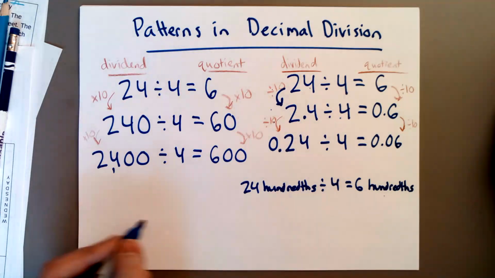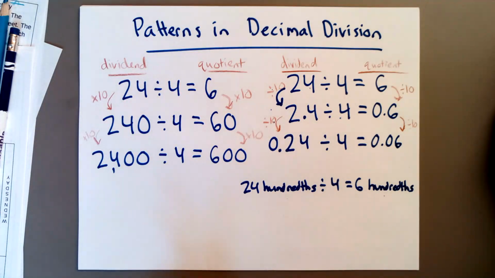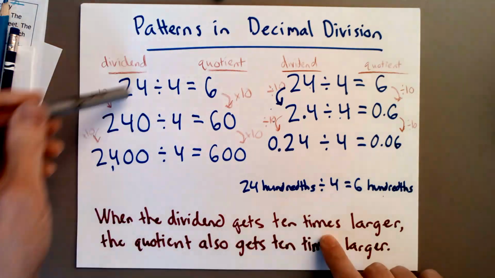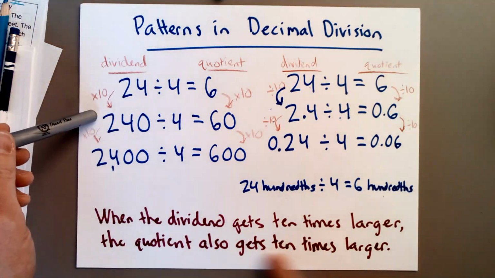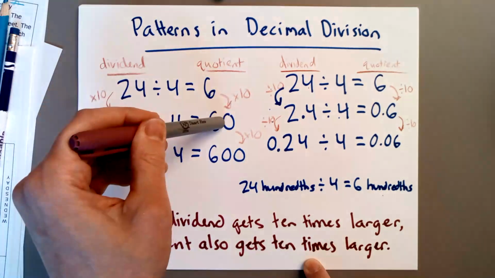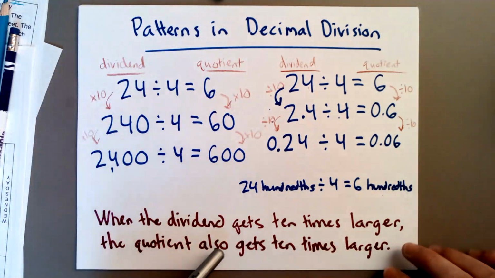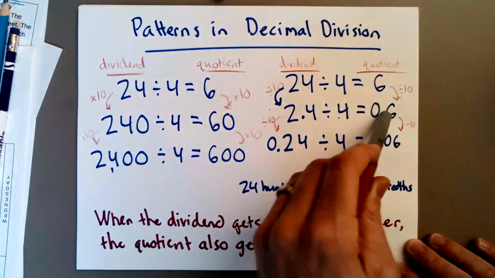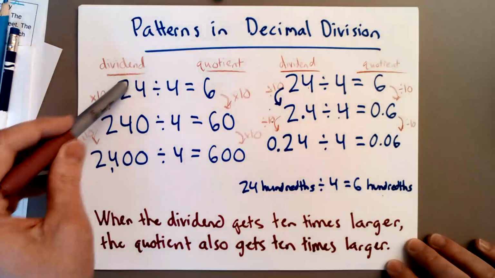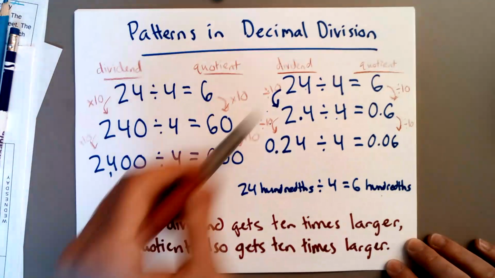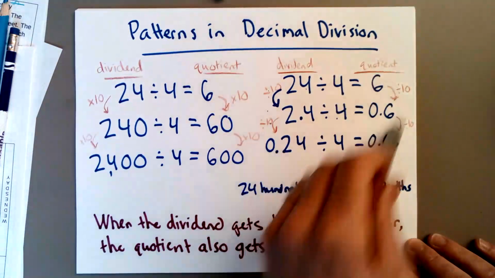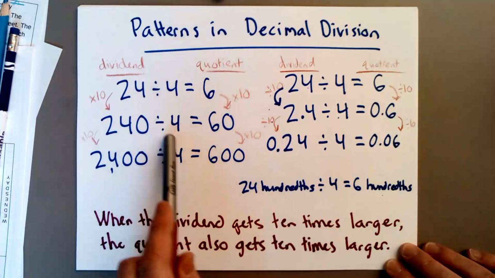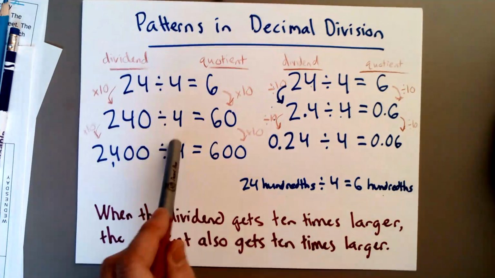So right here, I'll write the pattern that we just learned. When the dividend gets 10 times larger, the quotient also gets 10 times larger. And that works vice versa. When the dividend gets 10 times smaller, the quotient gets 10 times smaller. As the dividend grows, the quotient grows. As the dividend shrinks, the quotient shrinks as well. So on the next page, we'll see what happens when we change the divisor, that number in the middle of the equation.